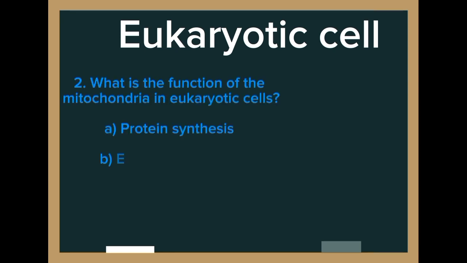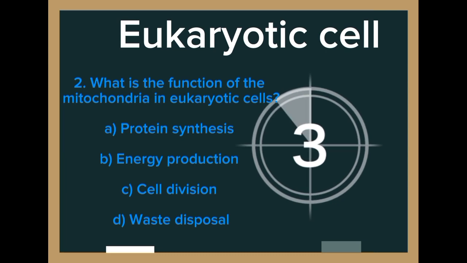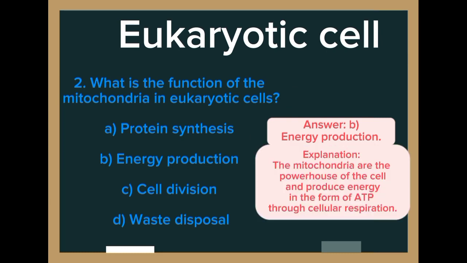2. What is the function of the mitochondria in eukaryotic cells? A. Protein synthesis. B. Energy production. C. Cell division. D. Waste disposal. Answer B. Energy production. Explanation. The mitochondria are the powerhouse of the cell and produce energy in the form of ATP through cellular respiration.